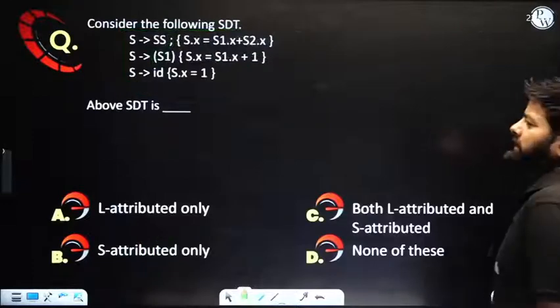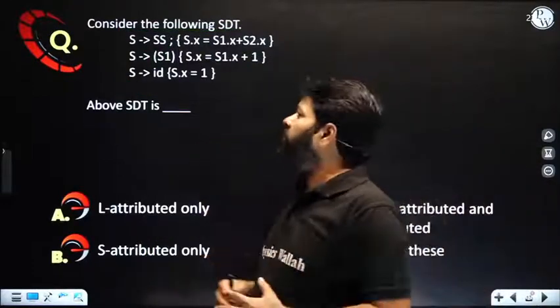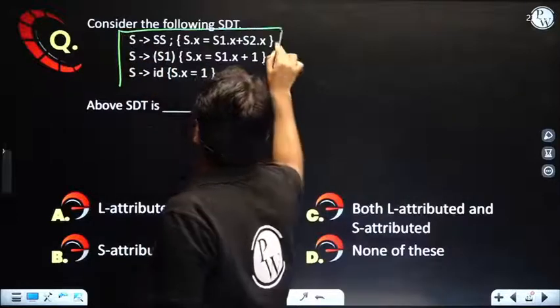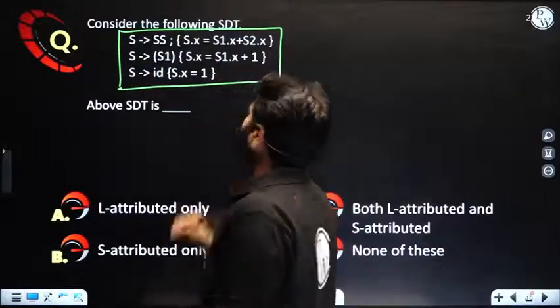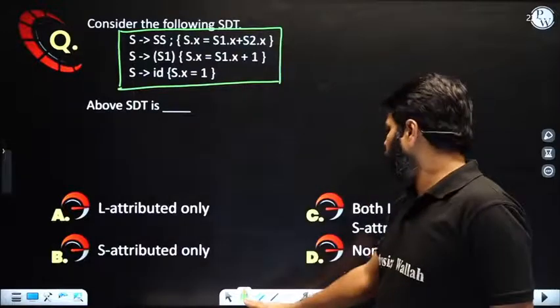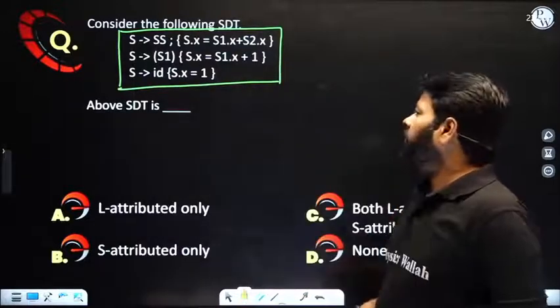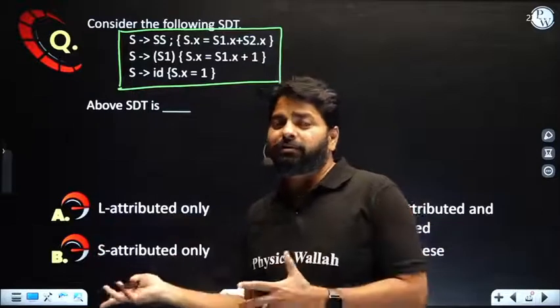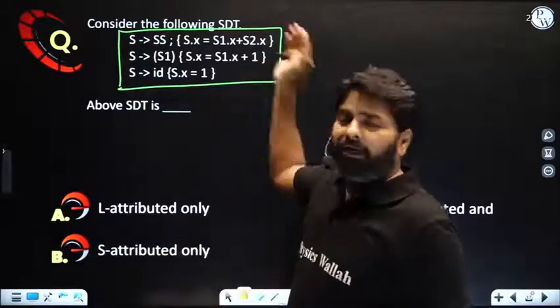Okay, can you try this? I'll give the time. Can you try this? Find out what is this SDT. Look at all the translations are at the end. So there is a possibility grammar is S attributed but not clear. So first look at that.